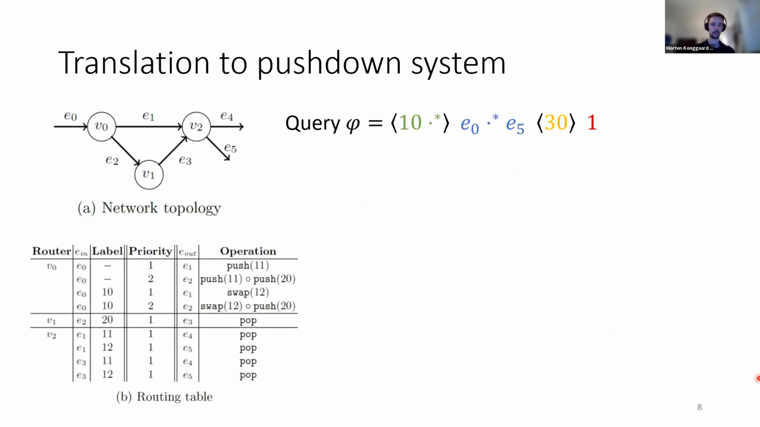So let's take a look at a small example. So this here is what we call a topology. That's the graph of the network with the routers and the links. And this is a small routing table. And then we have a query.